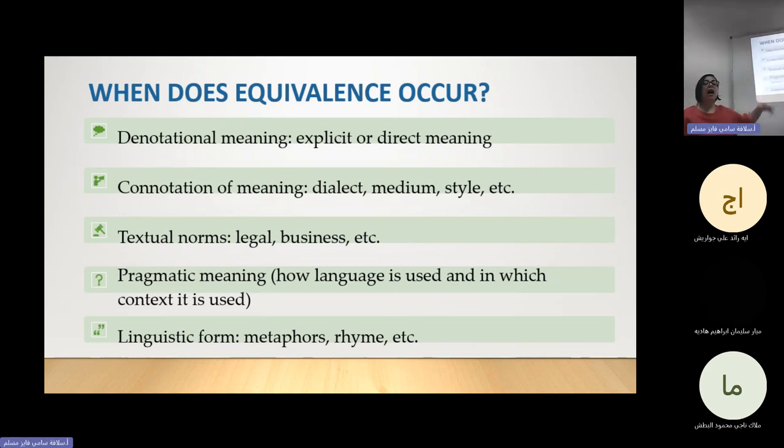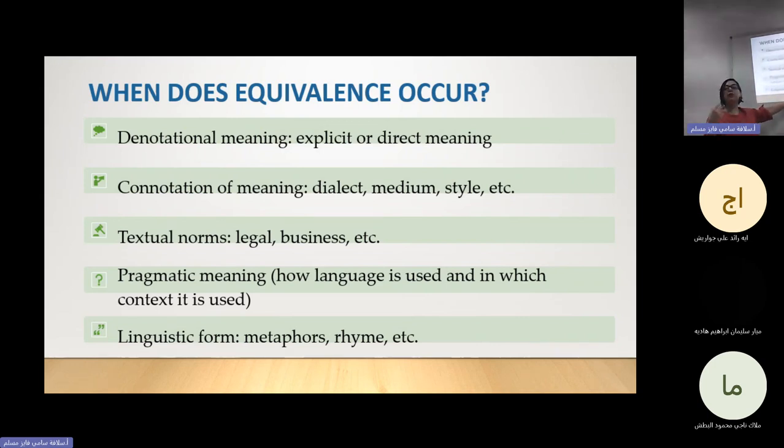Pragmatic meaning: how the language is used and in which context it is used. When we talk about scientific and technical text, for example, who is the audience? Who is the audience for the scientific and technical? Who is the reader? Who reads these things? Scientists, technical people who want to know more about this field. Okay?